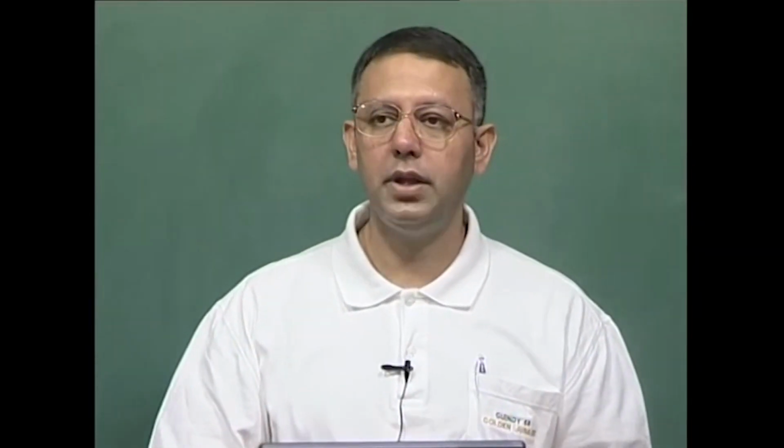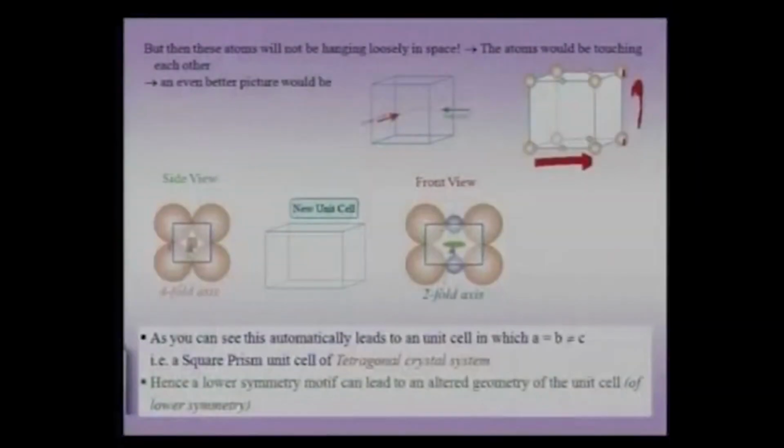So, this is perhaps a simplistic example, but nevertheless it brings out the important point that the kind of motif we have put automatically leads to a unit cell in which A is equal to B, but not equal to C, and the unit cell will be a square prism, that of the tetragonal crystal system. Hence the lower symmetry of the motif can lead to an altered geometry of the unit cell of lower symmetry.